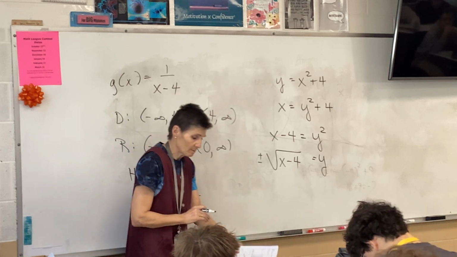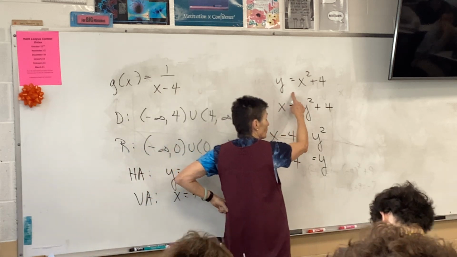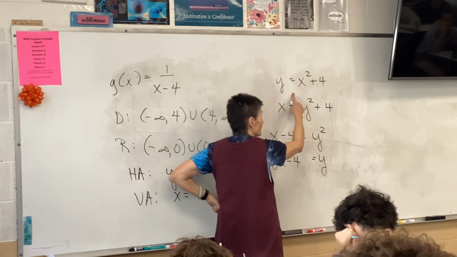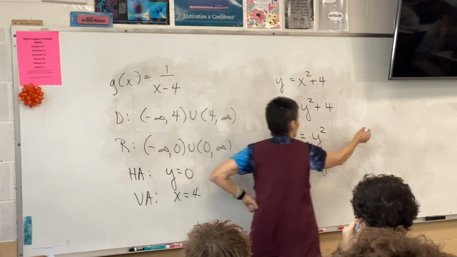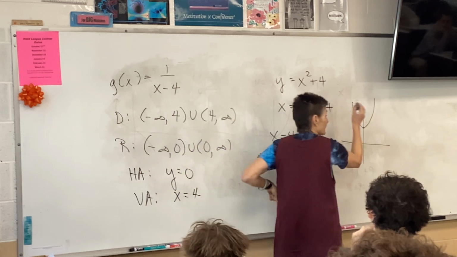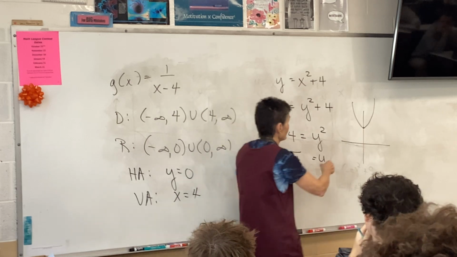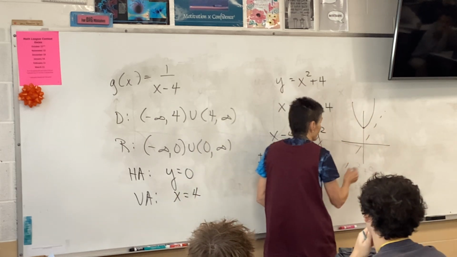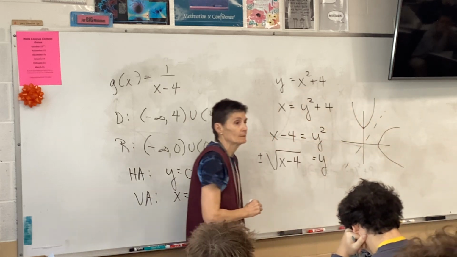Now, before we move on, let's look at the original. What is the shape of the original? A parabola. Like this, up 4, like that. So its inverse is going to be this parabola. Does that make sense to everybody?